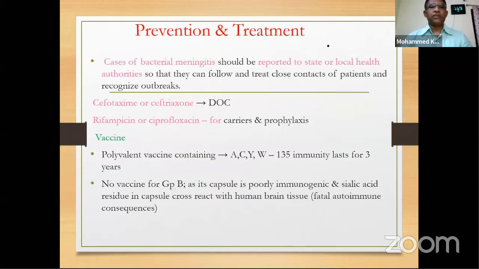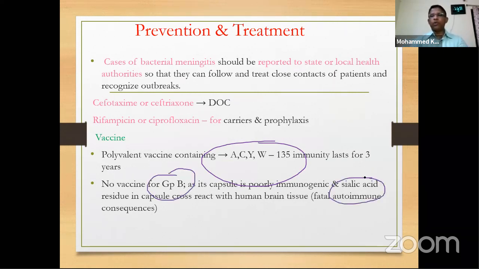Fine, where are we now? Yeah, treatment, we have already covered this. Yes, I said five zero groups: A, C, W, and E. Just remember that you don't have a vaccine for group B because it has sialic acid as a residual complex in the capsule. That's the reason why. And that is a zero group that is very common in the US.